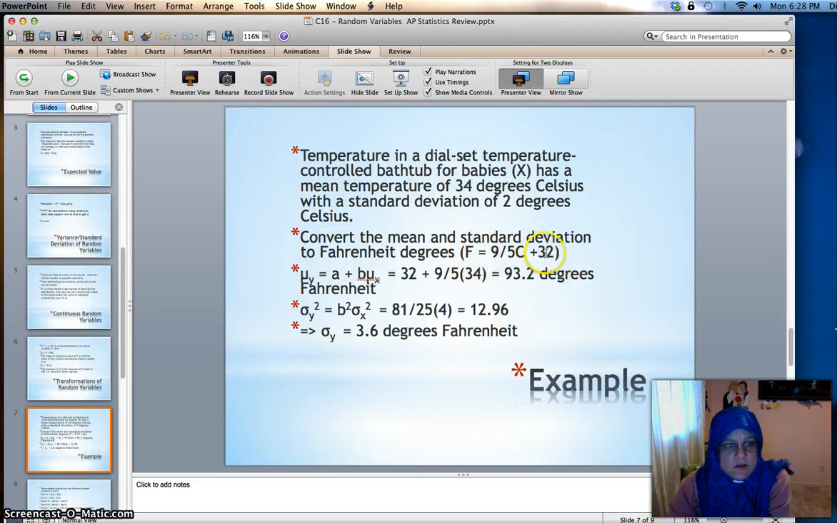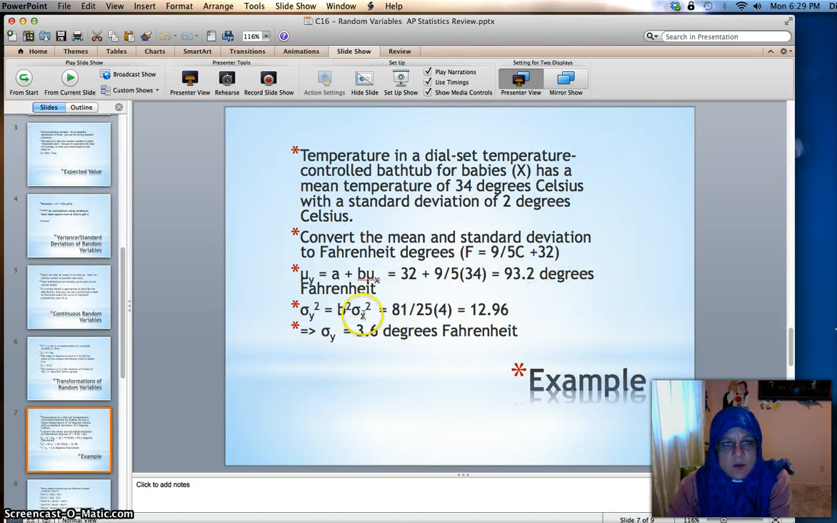Fahrenheit is 9/5 C plus 32. And so for the mean, we're basically just going to plug the mean into this equation. We'll have 9/5 times 34 plus 32. So the mean we would expect to be 93.2 degrees Fahrenheit.